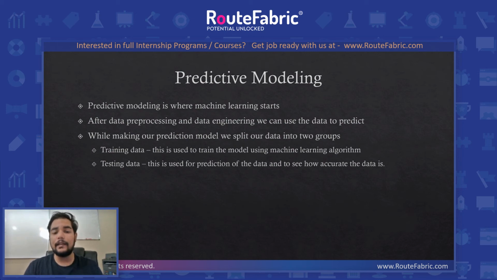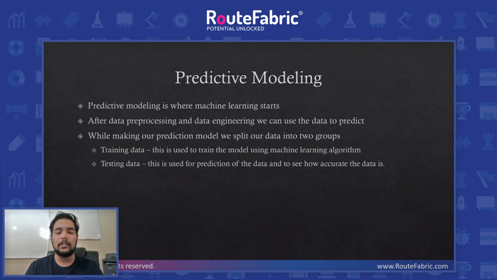The training data is used to train the model using machine learning algorithms, which we will also be covering in this data science course by RouteFabric. The testing data is used for checking or predicting and seeing how accurate our model is on the testing data.